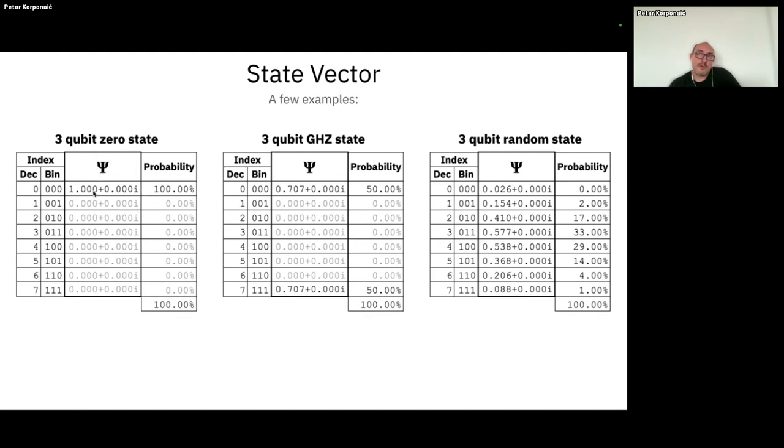When you turn on a quantum computer, before you start executing anything on the quantum computer, when it is in ready state, the quantum computer is set in this 0 state. The first element is 1 or 100% probability, and all other possible outcomes are 0. This is called 0 state. Then we have this GHZ state, which I showed in the previous slide, which is the hello world of quantum computing.